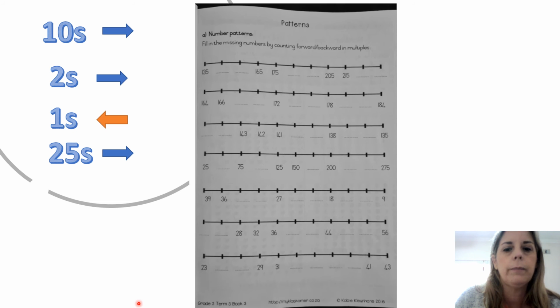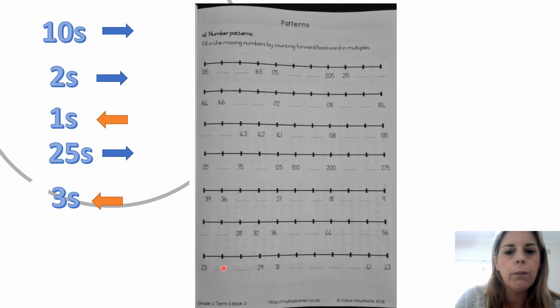Right, the next pattern, I need to look at the rule here. 39, 36. Is the ones pattern different? Yes, the ones number has gone smaller, 9, and here it's a 6. Is the tens number different? No, the tens number has stayed the same. So I say, how much smaller is 6 than 9? It is 3 smaller. 9 minus 6 is 3. So we're counting in 3s, and we're going backwards because the numbers are getting smaller.